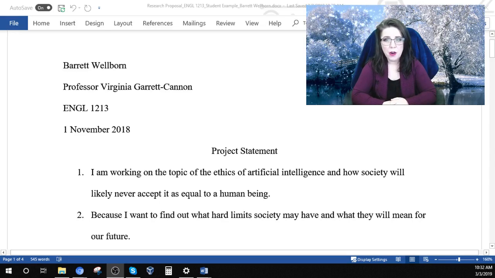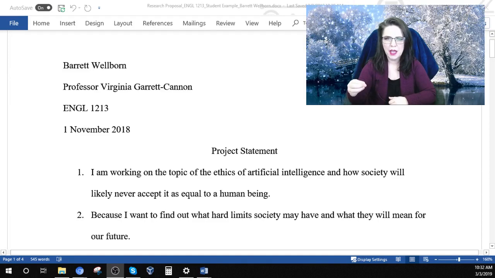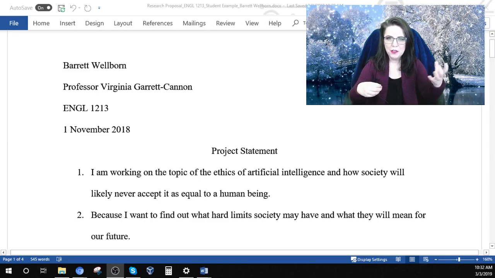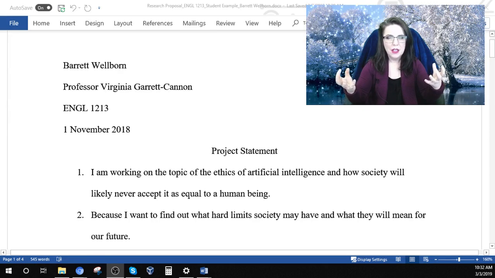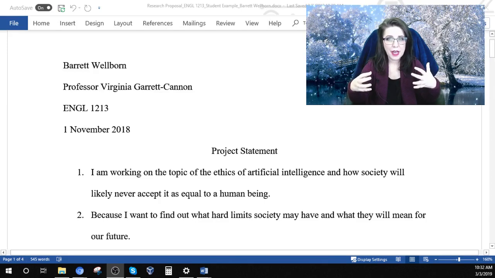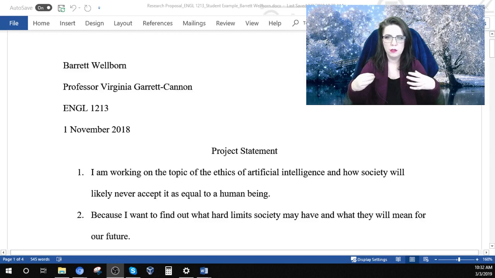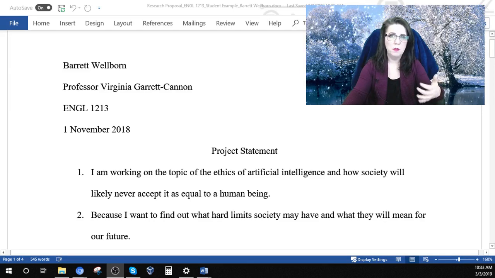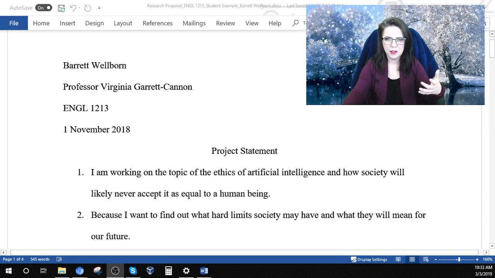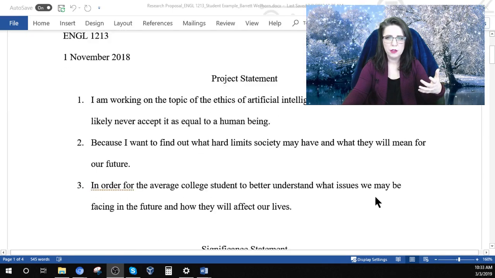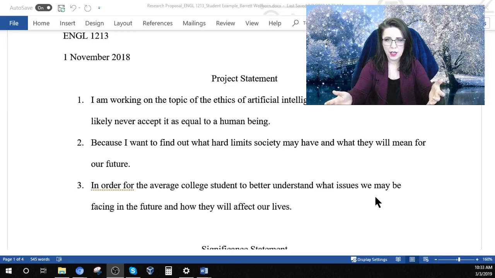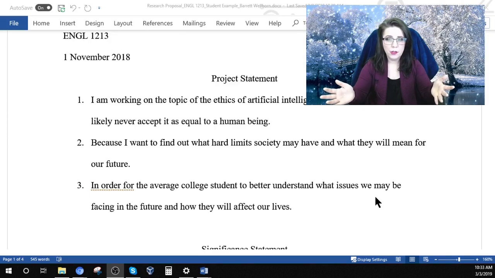I'm working on the topic of the ethics of artificial intelligence and how society will likely never accept it as equal to a human being. So, artificial intelligence and equality. So we already have an argument here. And we discussed this in class, that the issue of equality will continue to recycle in our discourse regarding AIs as we're trying to make them become more sentient and more conscious. This is called the singularity. So he's discussing this in his paper. Because I want to find out what hard limits society may have and what they will mean for our future. In order for the average college student to better understand what issues we may be facing in the future and how they will affect our lives. So he's narrowed his audience to college students.